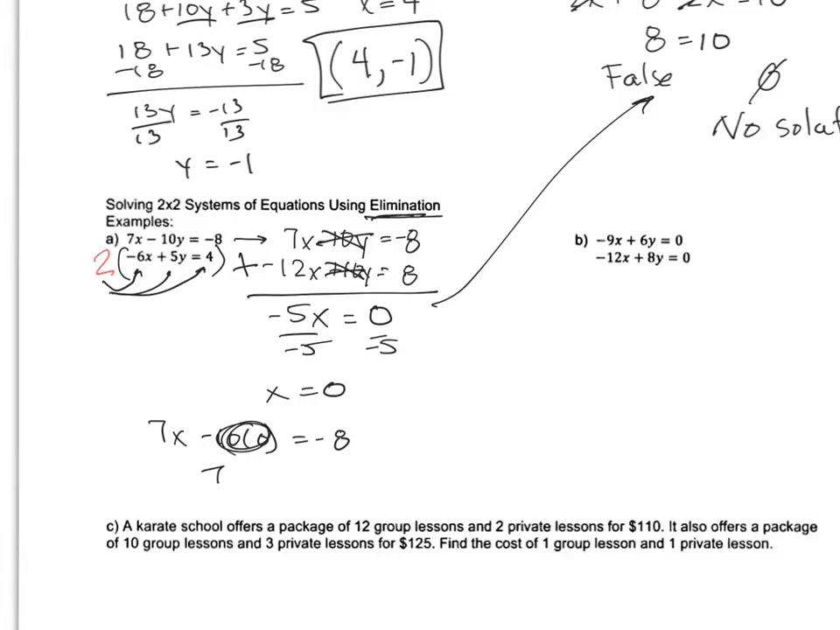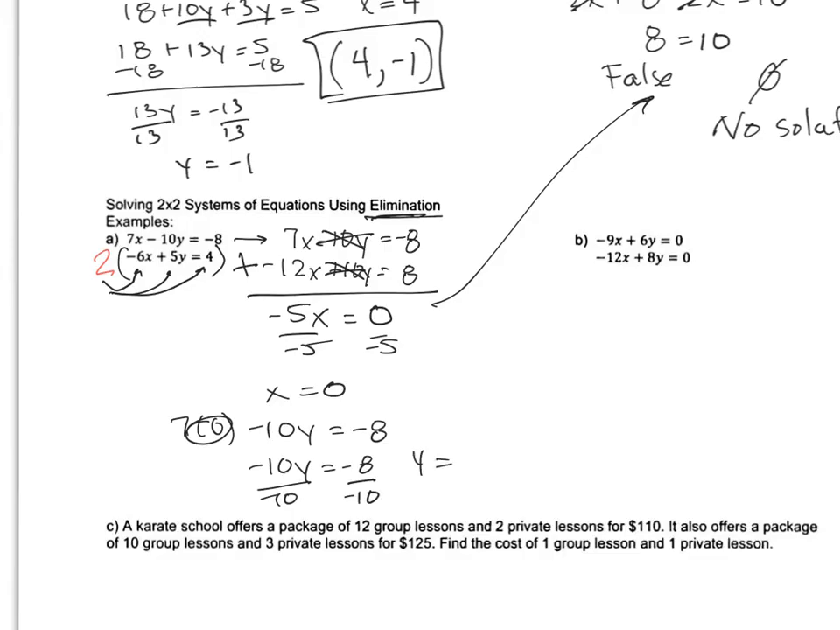I substituted in the wrong spot. It's x equals 0, not y. So let's do this right. So I have 7 times 0 minus 10y equals negative 8. So this is my 0. Now I have negative 10y equals negative 8, and I'll divide by negative 10, reduce your fractions, and we get y equals positive 4/5. So the point of intersection is 0, 4/5.